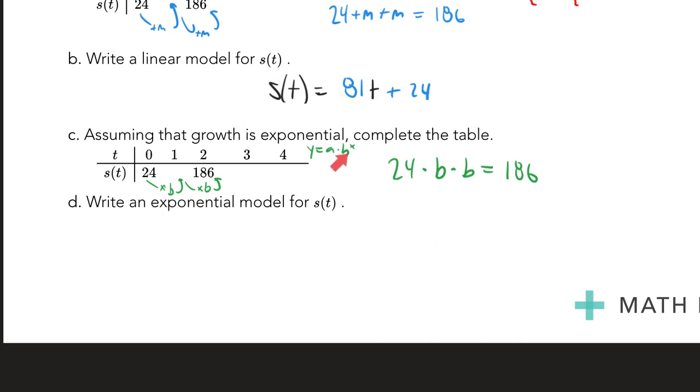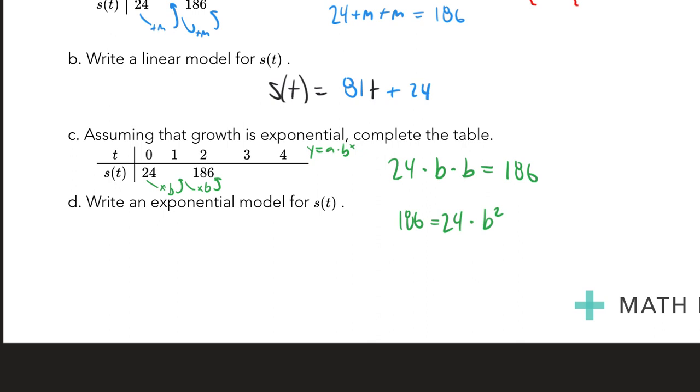So b is the thing we don't know. We don't know what we're multiplying by, but we know where we're starting, our starting value, the 24. We know where we're ending up. That's the y, that's the 186. We don't know what we're multiplying by, but we do know how many times we're multiplying. What's our x value? The difference here is 2, so our x value is 2.